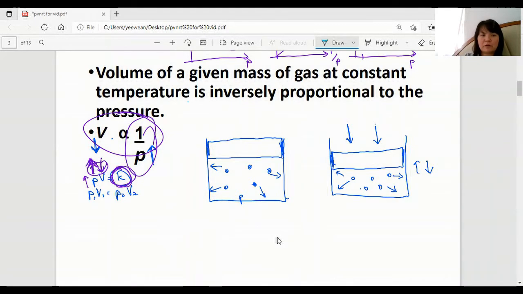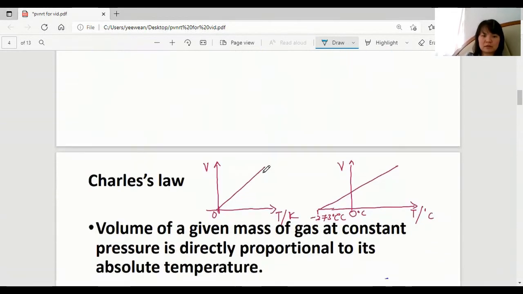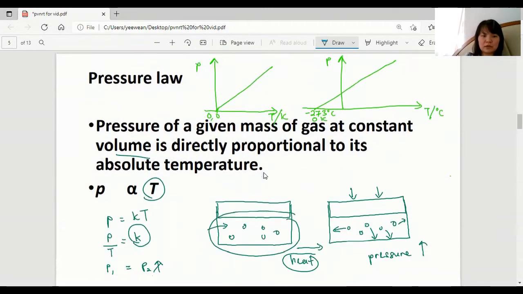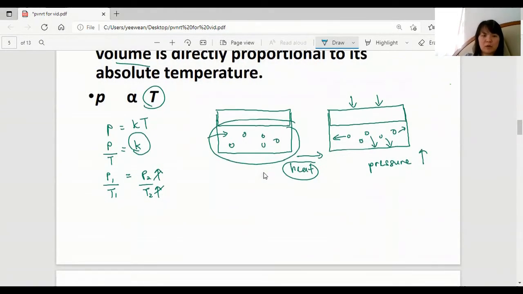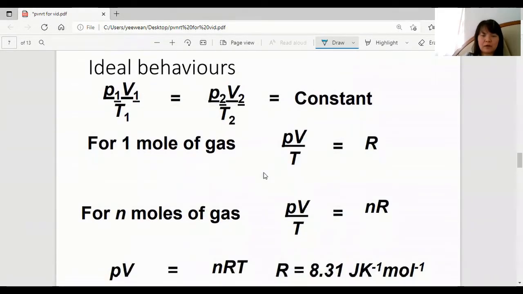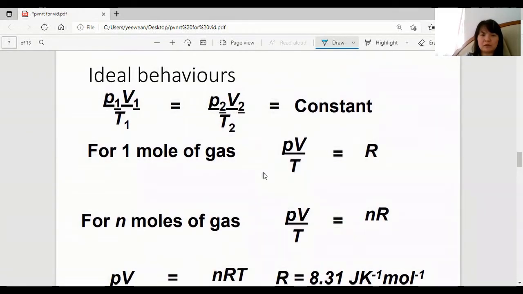Let's combine all three laws. So this one, P1 V1 equals P2 V2. V1 over T1 equals V2 over T2. And P1 over T1 equals P2 over T2. We'll get P1 V1 over T1 equals P2 V2 over T2. That equals a constant.